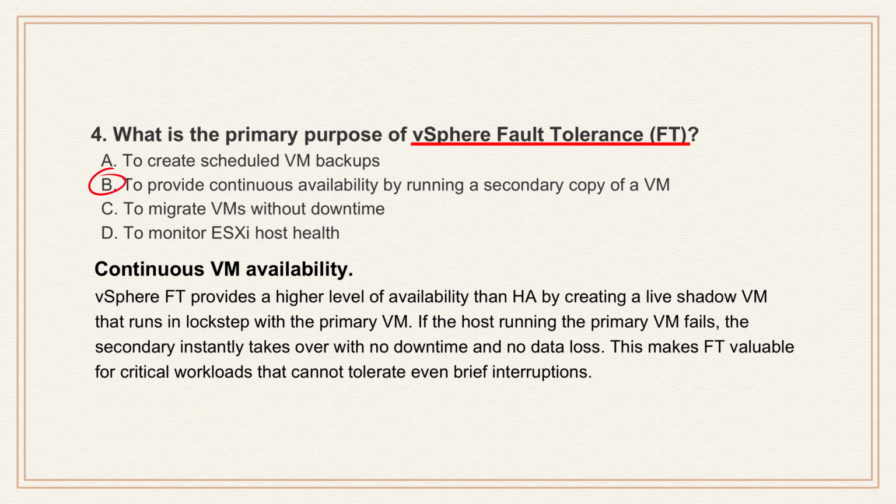A live copy, like running simultaneously. Exactly. Imagine a shadow VM running in perfect lockstep with the primary one. Every instruction, every memory change, it's mirrored instantly to the secondary. So if the primary host fails, the secondary VM is already running. It just takes over instantly. Virtually no downtime, no data loss. It's really quite remarkable for things like critical databases, maybe custom transaction systems, anything that absolutely cannot tolerate an interruption.